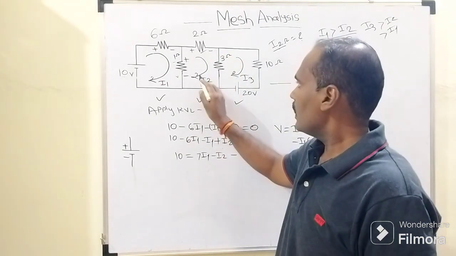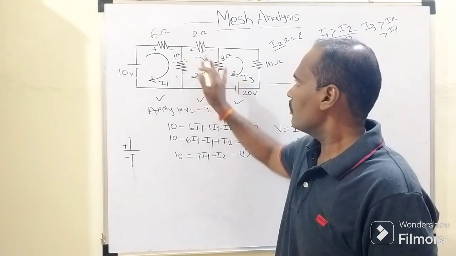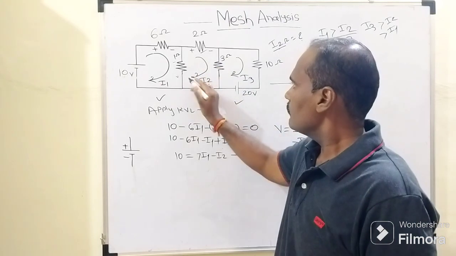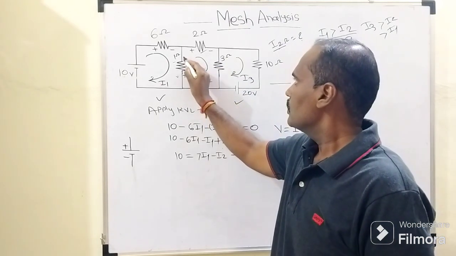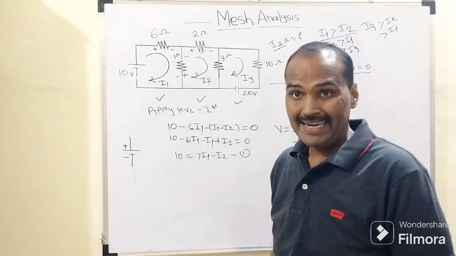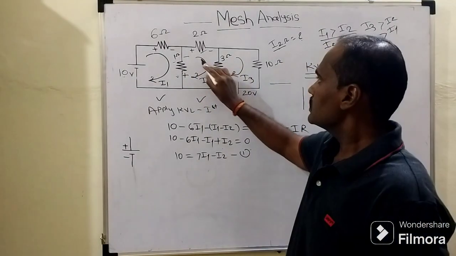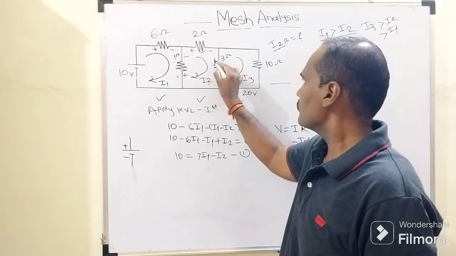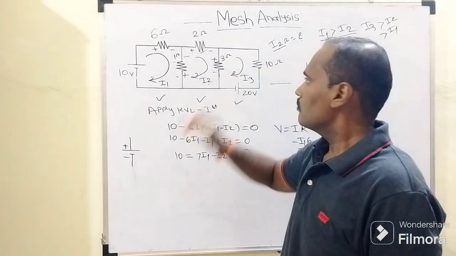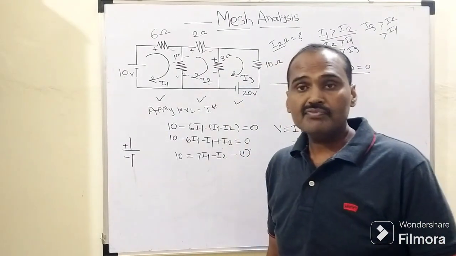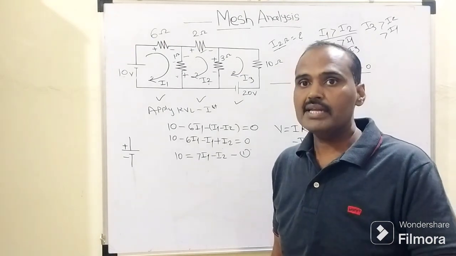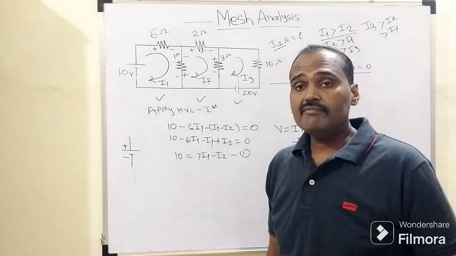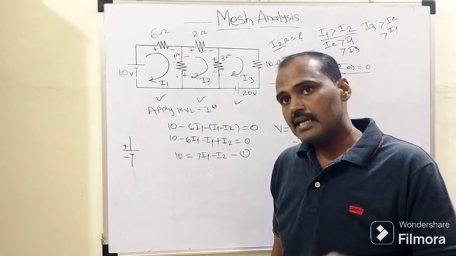Similarly, how does this I2 flow through this 1 ohm resistor? The assumed direction of I2 is clockwise, so obviously from bottom to top. This is positive and this is negative. What about this 3 ohm resistor? How does I2, assuming clockwise direction, flow through this 3 ohm resistor? Obviously from top to bottom. So these are the polarities which we need to mark, which plays a very important role when we apply the Kirchhoff voltage law.